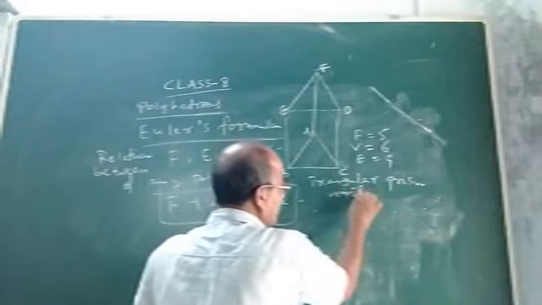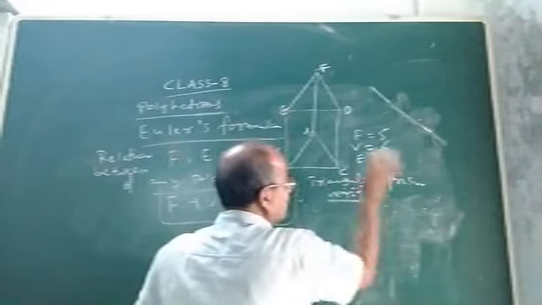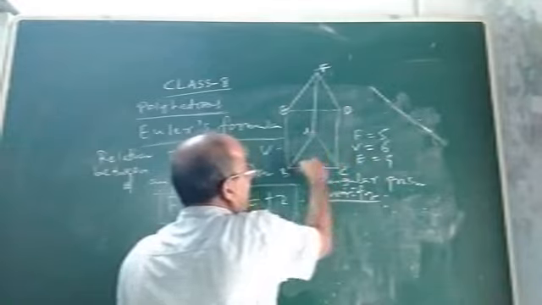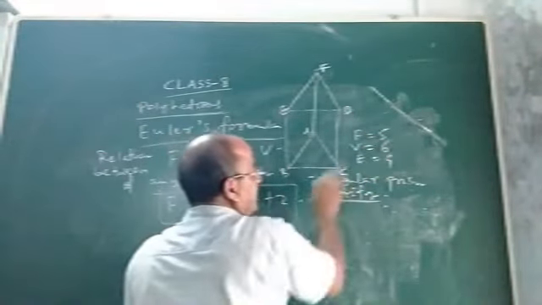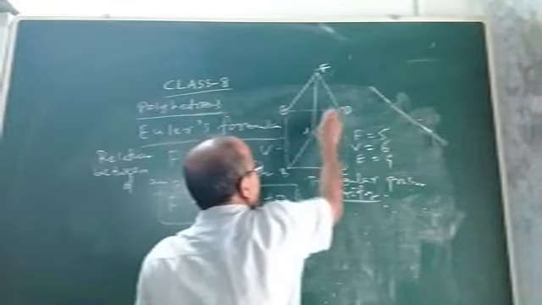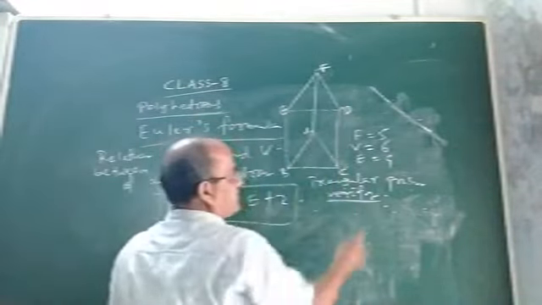Let us verify Euler's formula for the triangular prism. See, I have already written it. How many faces are there? 3 plus 2, it is 5. There are 5 faces. How many vertices do you see? 1, 2, 3, 4, 5, 6. The number of vertices is 6.